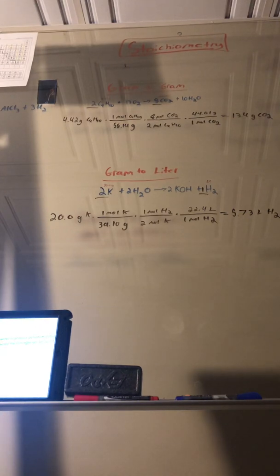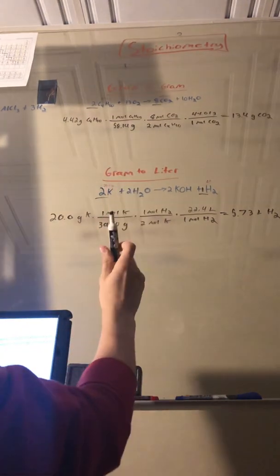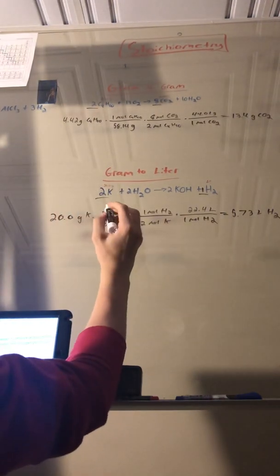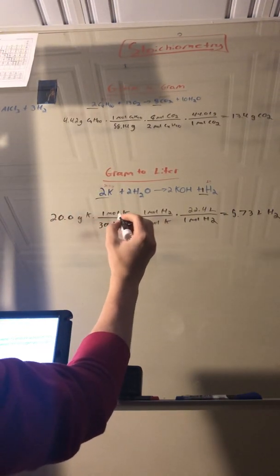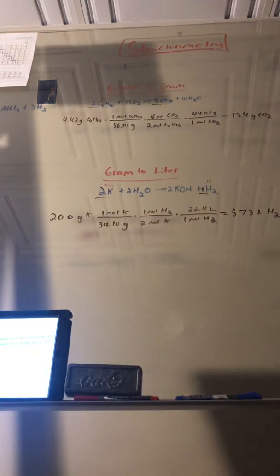And that's that. And like I said, if you were given the moles of, say, potassium, you would just cut this step out right here, and you would just have how many moles that was, and then you would skip right to the mole ratio, and then converting it to liters. So it's just one less step you'd have to do. All right.